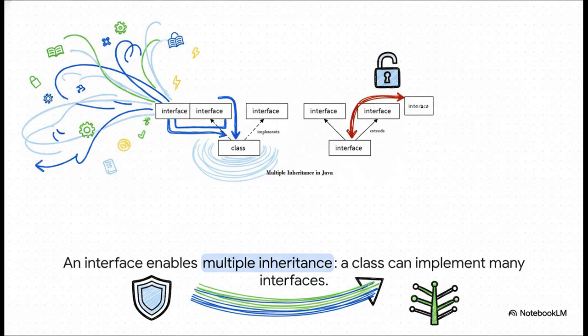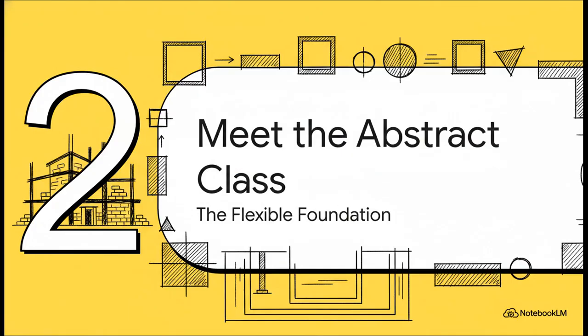And this right here, this is the superpower of interfaces. In Java, a class can only extend one other class. That's it. But as this diagram shows, a class can implement as many interfaces as it wants. It can be a vehicle, and serializable, and flyable, all at the same time. This is how Java gives you the power of multiple inheritance, and it is a total game changer for flexible design. Okay, we've got interfaces down. Now let's meet the other side of the coin, the abstract class.